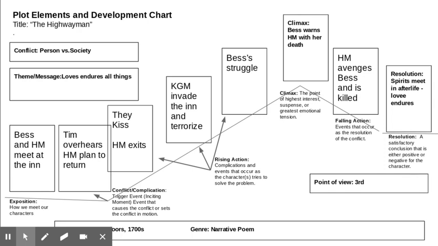And the Highwayman, he is not telling it. It is about Bess and the Highwayman and King George's men. So we use terms like he, she, and they. And so it is third person point of view.